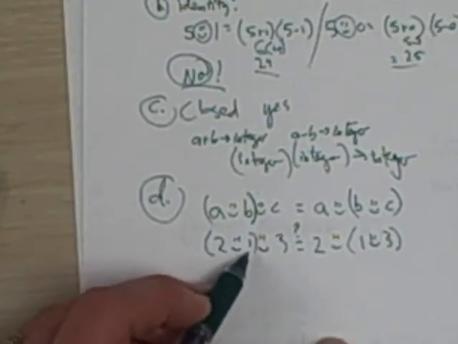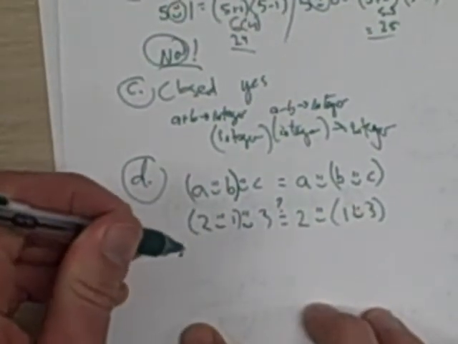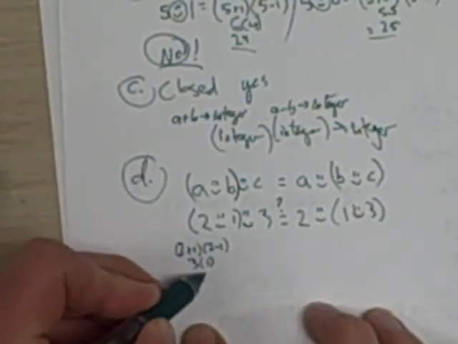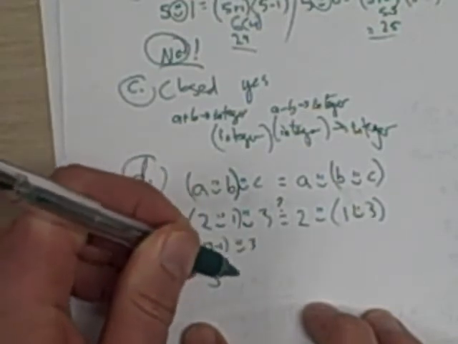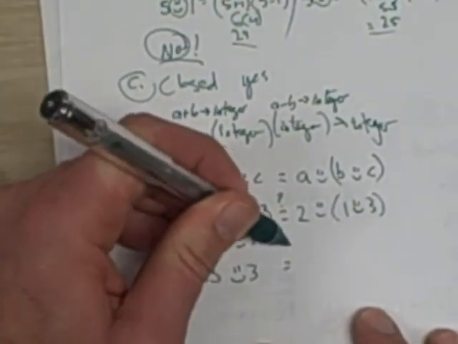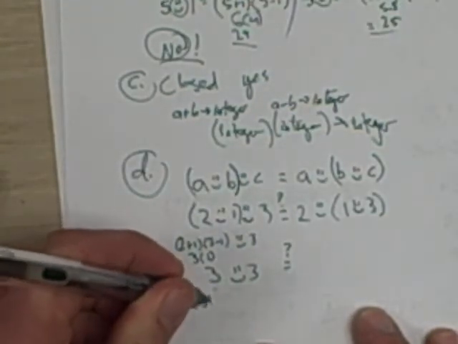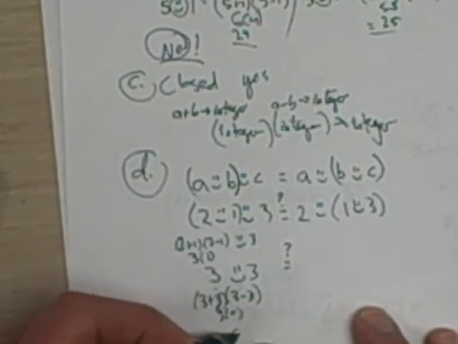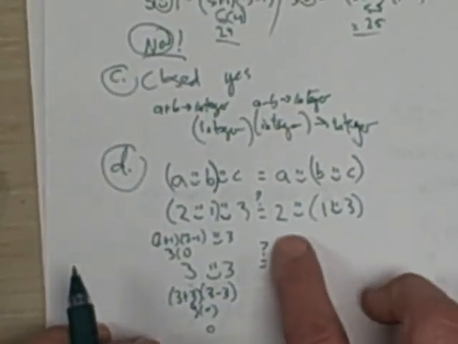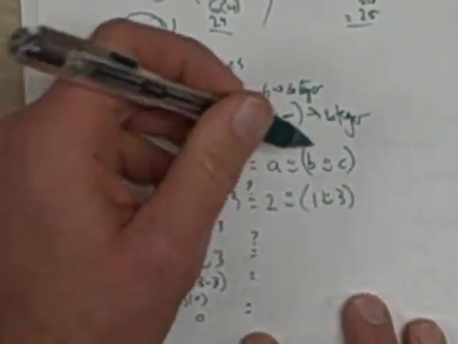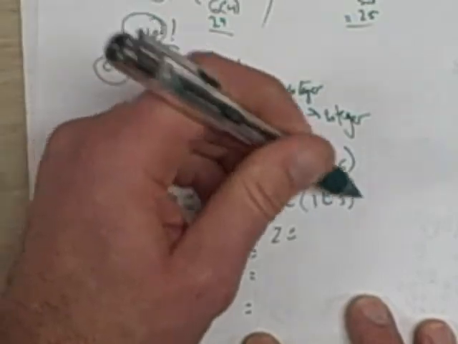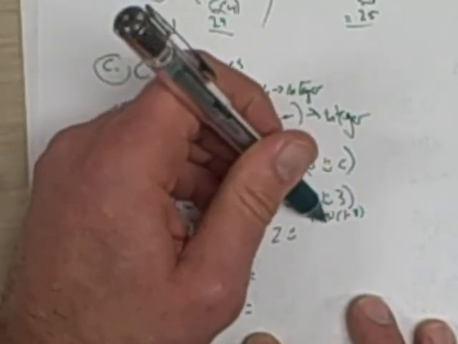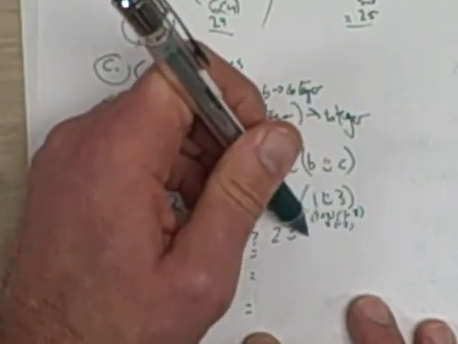2 smiley face 1, so I have to do what's in the parentheses first. That's 2 plus 1 times 2 minus 1, which is 3 times 1, which is 3. And that thing's still smiley faced by 3. 3 smiley face 3. 3 plus 3 times 3 minus 3. Looks like 9 times 0 is 0. Okay. Let's do this side and see if we get 0. So it's going to be 2 smiley face 1 smiley face 3, which is 1 plus 3 times 1 minus 3. 1 plus 3 is 4. 1 minus 3 is negative 2. That's a negative 8.